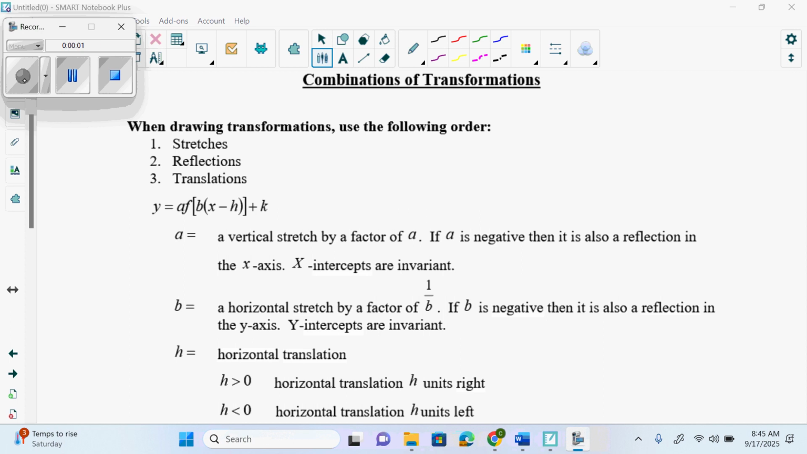Go stretch, reflect, translate. Remember I told you you could go RST like the alphabet: reflect, stretch, translate, only because reflect and stretch multiply, and translations add and subtract. So you're doing order of operations. That's why they're in that order. Okay?